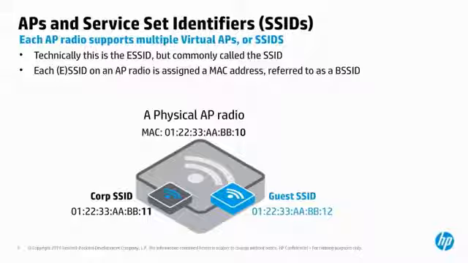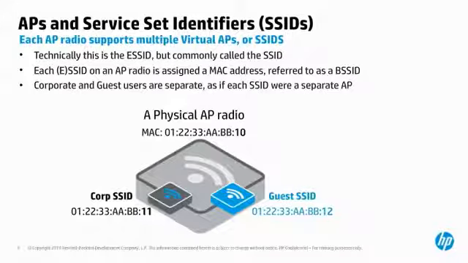This ESSID receives the next BSSID for that radio. The last octet ends in :12. Endpoints connected to CORP transmit frames to MAC address ending in AA:BB:11, while endpoints connected to guest transmit frames to AA:BB:12. In this way, corporate and guest users are completely separate, as if they were connected to separate physical APs. The only way to enable connectivity between these Layer 2 WLANs is by deploying a Layer 3 router.